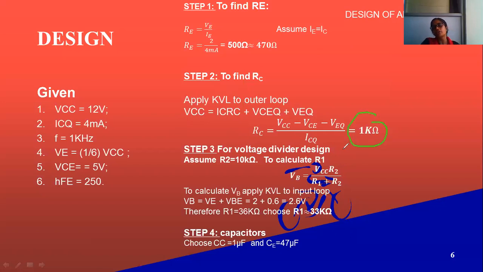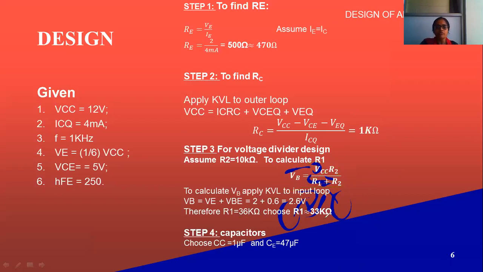Now I need to design the voltage divider method of biasing. First I'll calculate VB. To calculate this VB, let me apply the divider formula. The voltage divider formula is the main voltage times the resistance of the branch where I am calculating the voltage, divided by the total resistance. I got the VB value equal to 2.6 volts. VCC I already know. I assumed R1 as 36K, and I can calculate the other one, R2, as 10K. This is how the design of the voltage divider method of biasing continues.